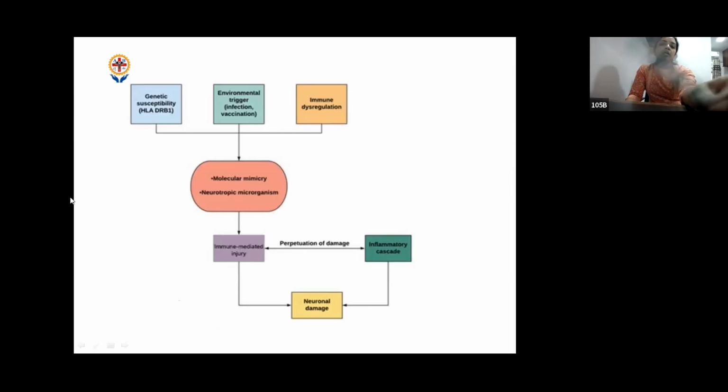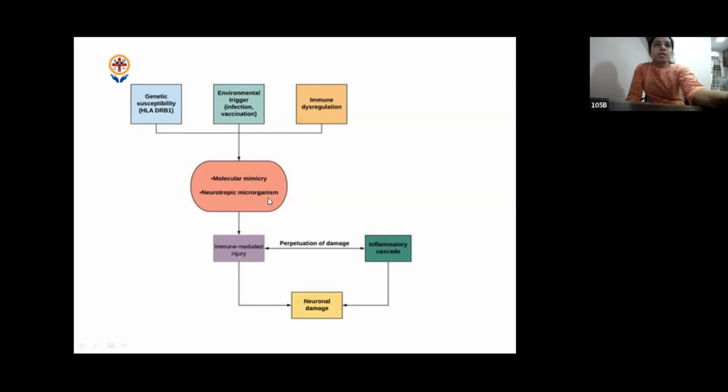So there is a genetic predisposition. Most of the patients with ADEM had increased frequency of HLA-DR1, and when genetically susceptible individuals are exposed to infections or vaccination, there will be an immune dysregulation, which can be described as molecular mimicry between the microbial epitopes and myelin proteins like myelin oligodendrocyte glycoprotein, MOG, and myelin basic protein. The other mechanism described is neurotropic microorganisms, where the blood-brain barrier is disrupted and they release certain cytokines which could manifest the disease only in the CNS.